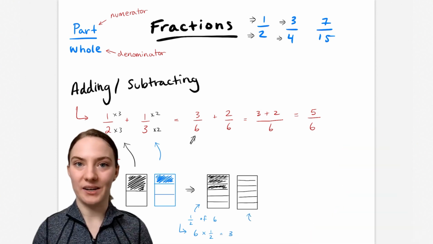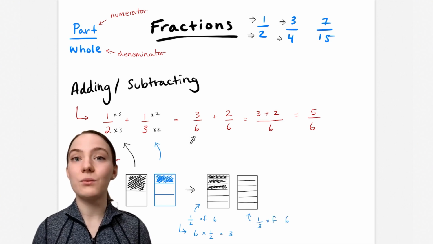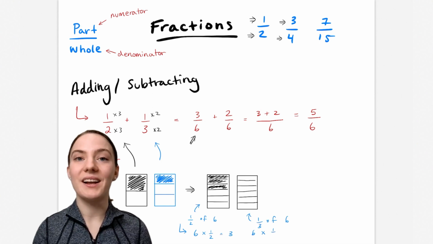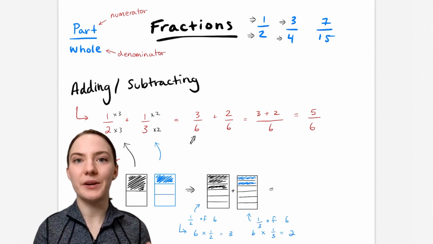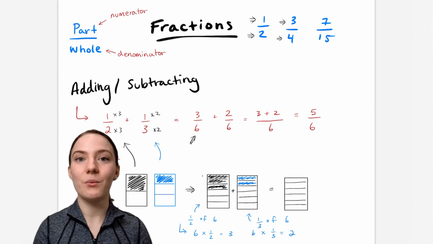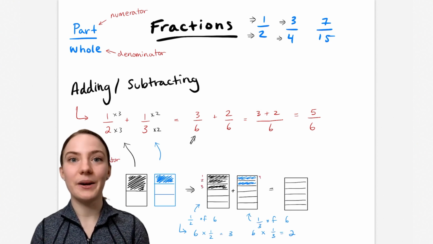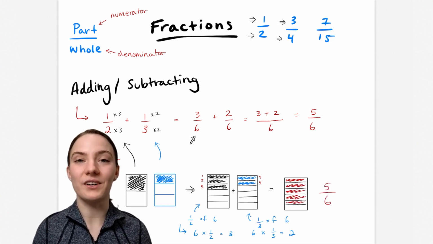Looking at our second rectangle, that needs to represent 1/3. What is 1/3 of 6? Well, that is 2. So I will shade in 2 equal parts. And now because our shaded regions are equal sizes, we can just add them together. In our first rectangle, we have 3. In our second rectangle, we have 2. 3 plus 2 is 5. And so our final answer would be 5/6.